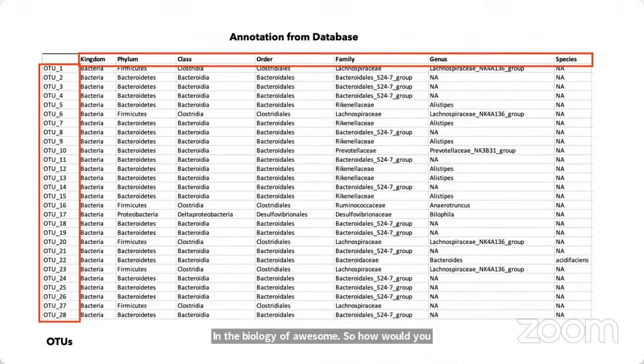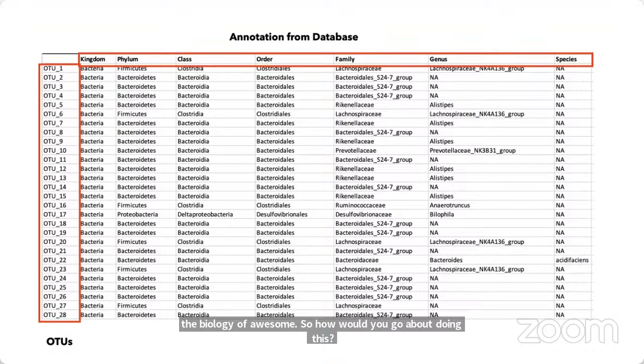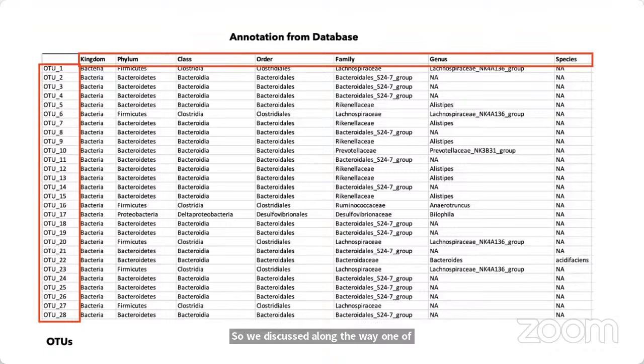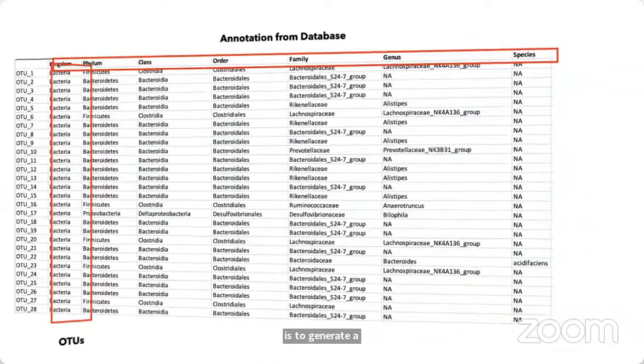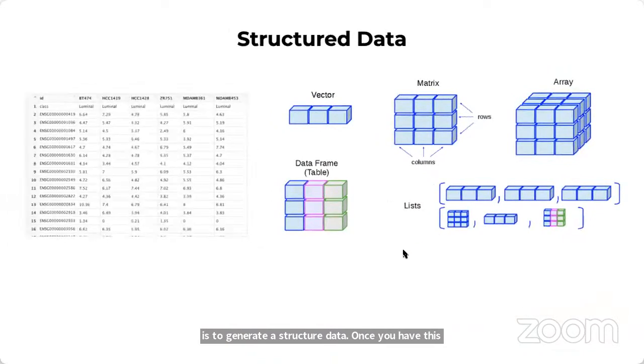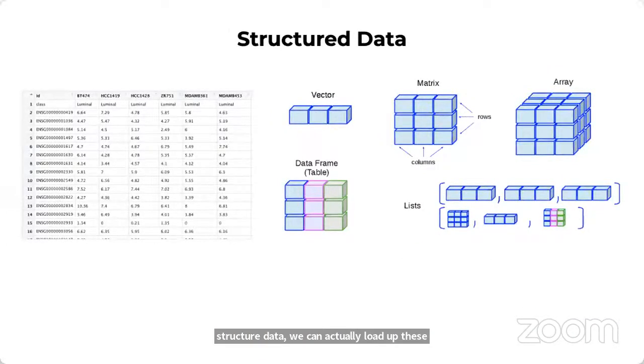So we discussed along the way that one of the key steps in performing these data science or data analytics methods on omics data is to generate structured data. Once you have this structured data, we can load it into an environment like R or Python in order to understand the patterns, subject it to a variety of different statistical methods, and make different visualization options from the data that we have.